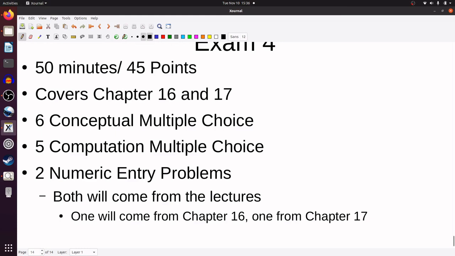It'll be on December 1st. That part I didn't tell you, but it's on your schedule. It'll be on December 1st. It'll open up at 8 a.m. and close at 8 p.m.